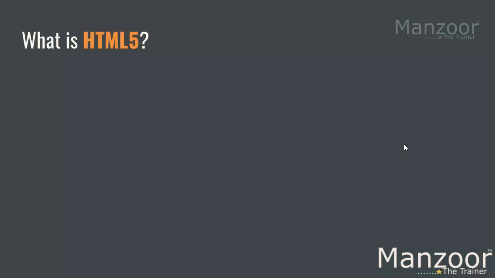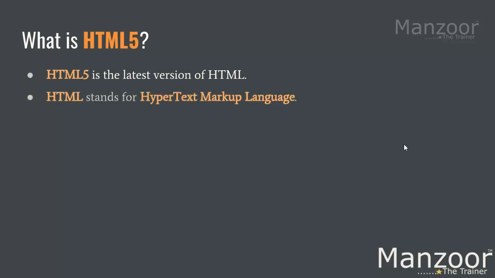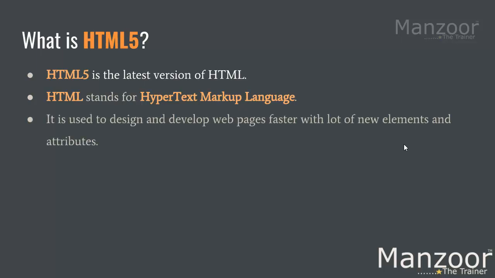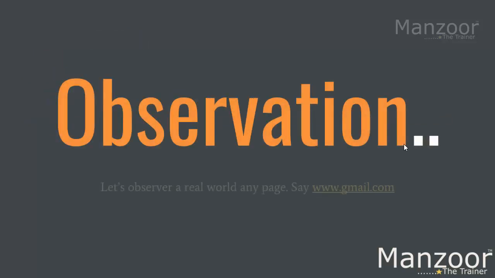Now what is HTML5? It is the latest version of HTML, and HTML stands for hypertext markup language. It is used to design and develop web pages faster with a lot of new elements and attributes. So it is the same as HTML, but we can develop web pages faster with the help of new elements and attributes. Let us observe Gmail.